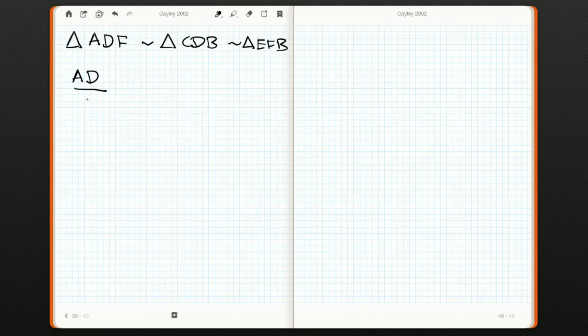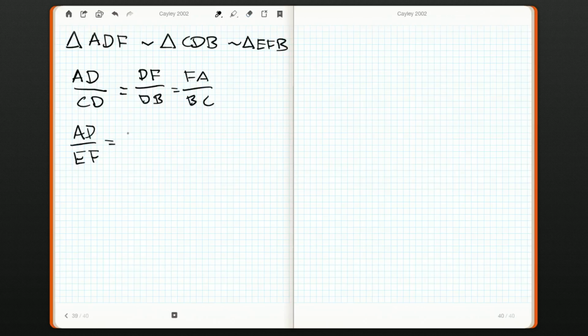So if you write them out the right way, the order, the ratios are going to become apparent. AD over CD is going to be the same as DF over DB. And that's going to be the same as FA over BC. Okay, so that's one of the results that we have. We also have, pairing the first triangle up with the last one, AD over EF is going to be the same as DF, we'll have FA over BE, and this one will be DF over FB.